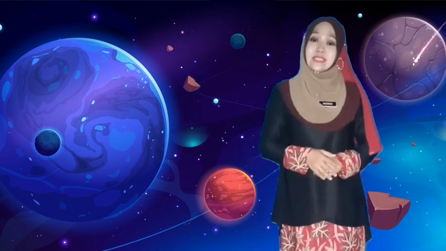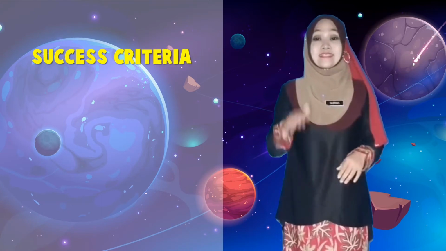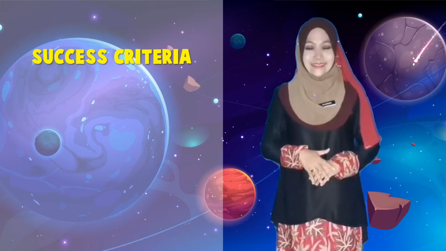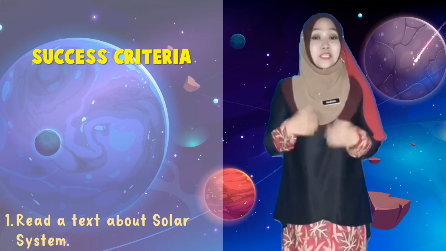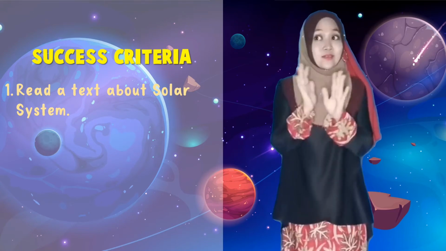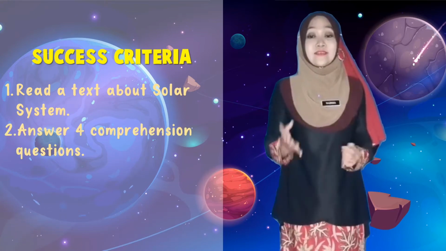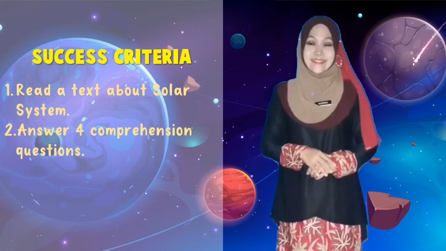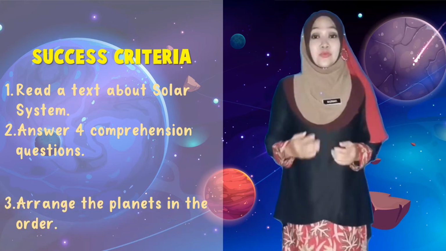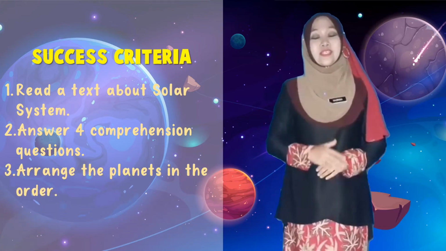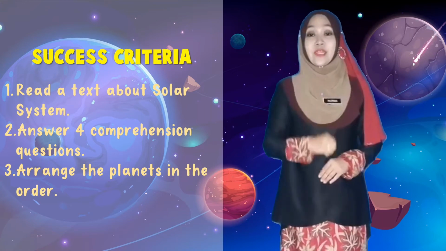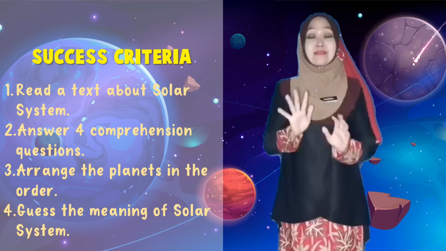How about the success criteria for today's lesson? What you can do in today's lesson to achieve the learning objectives for today's lesson. Let us look at the success criteria for today's lesson. Number 1, you can read a text about the solar system. Number 2, you can answer 4 comprehension questions. Number 3, you can arrange the planets in the order. And number 4, you can guess the meaning of the solar system.